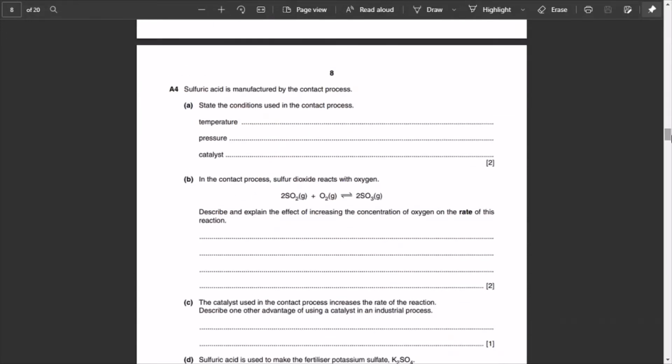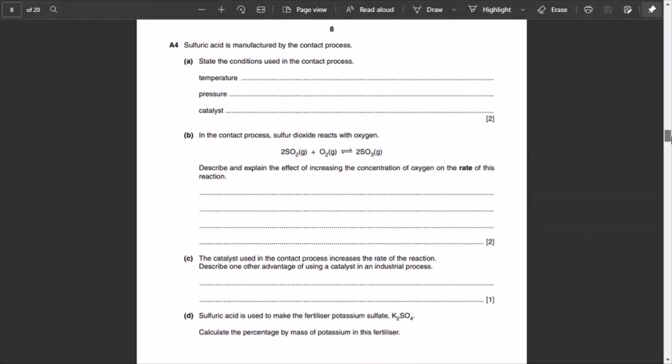So today we need to continue from question number 4 of section A, which says sulfuric acid is manufactured by the contact process. State the conditions used in the process. The conditions in the contact process are mainly, for temperature, we need around 350 to 500 degrees Celsius. For pressure, we need 1 to 10 atmosphere.